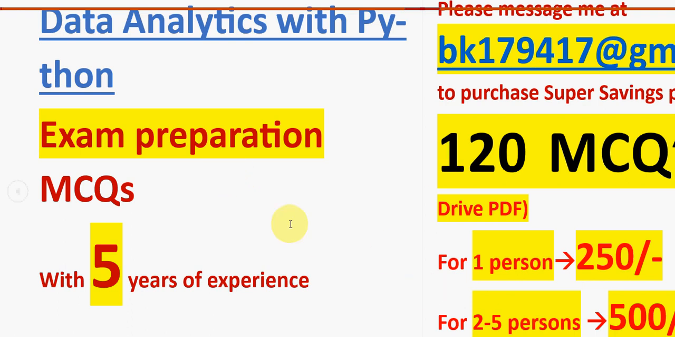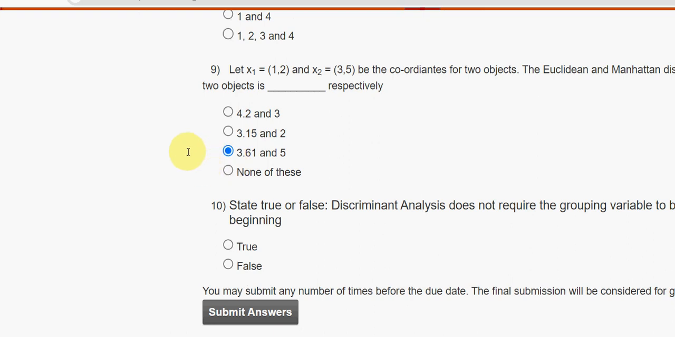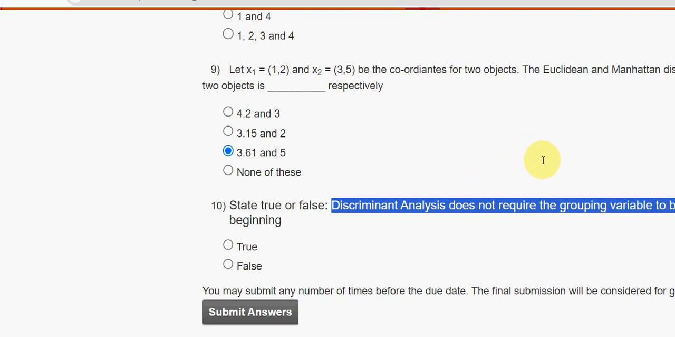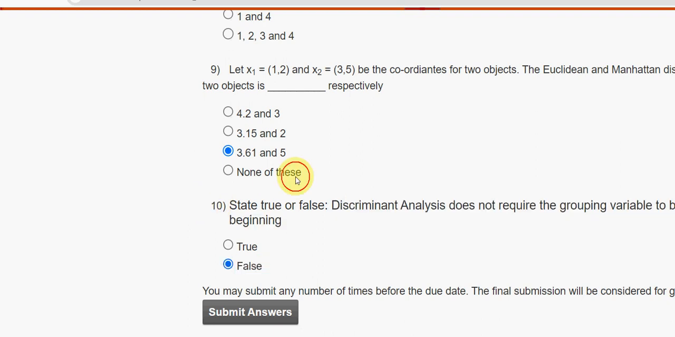So now let's get back to the last question and solution. The 10th one, state true or false. Discriminant analysis does not require the grouping variable to be known at the beginning. For the 10th and final question, it is absolutely false, guys.